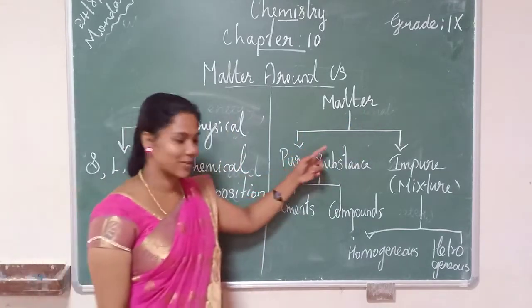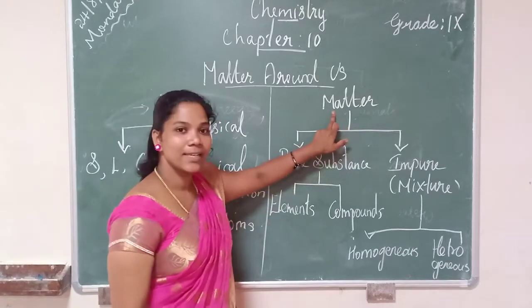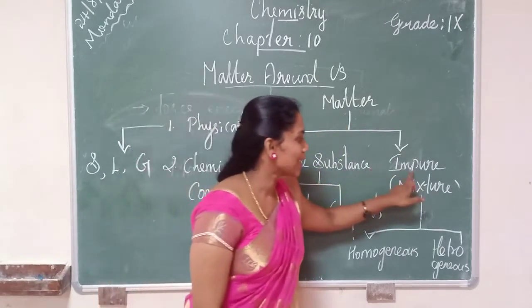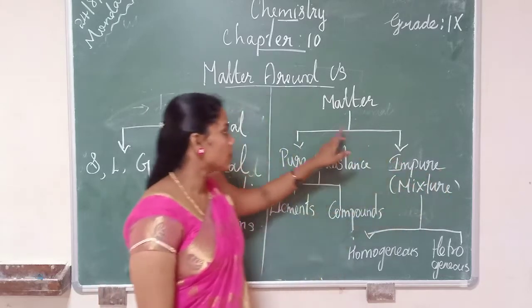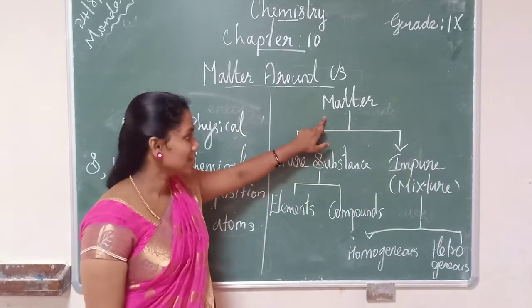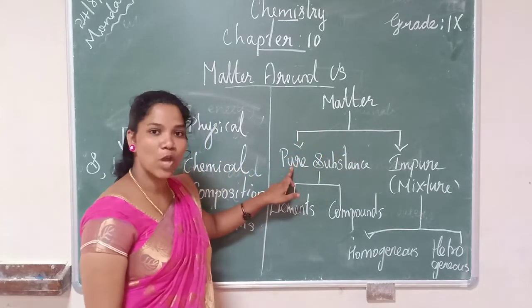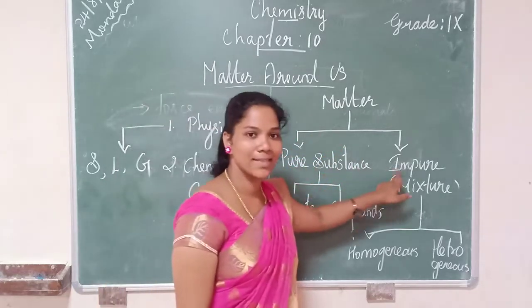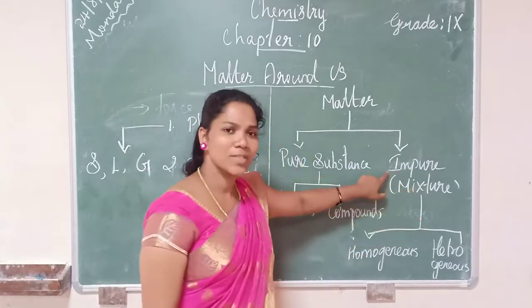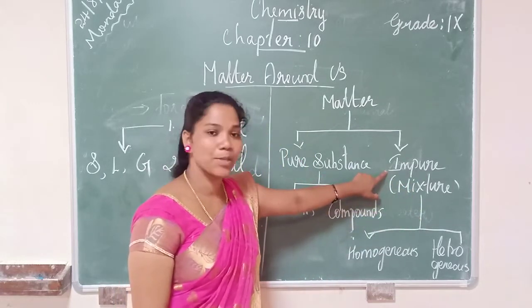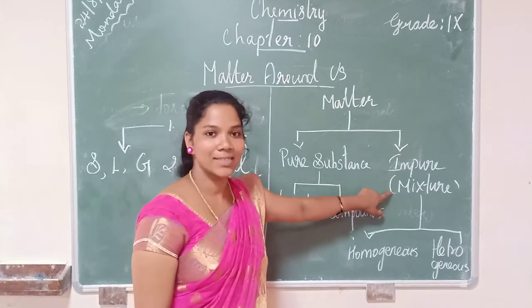Shall we see that? So matter is classified into two. What are they? Pure substance and impure substance. Okay. So based on chemical composition, matter is classified into two categories. One is called pure substance and the next one is called impure substance. The impure substance can also be called a mixture. Either you can say impure substance or you can call it mixtures.